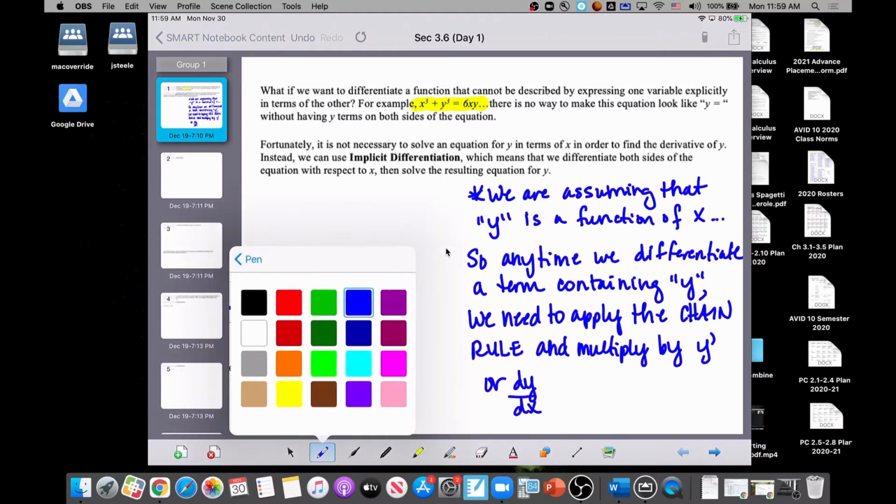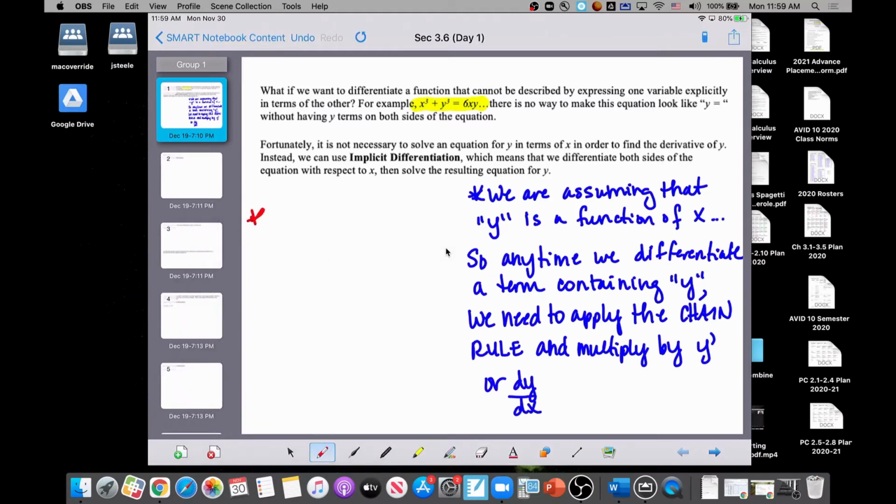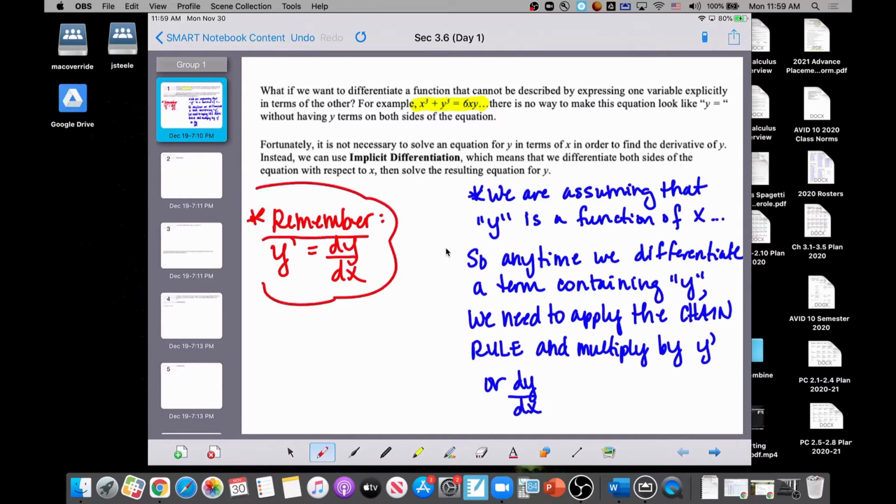And on that note, this is just a notation thing, okay? So remember, y prime is equivalent to dy dx. That is the derivative of y with respect to x. So when we're doing the chain rule part of the implicit differentiation, we can multiply by the derivative of the y term, which would be y prime, or dy dx. And I will use both notations in the notes just so that you get comfortable with both of those things, okay? So just keep this in mind, that y prime and dy dx mean the same thing.